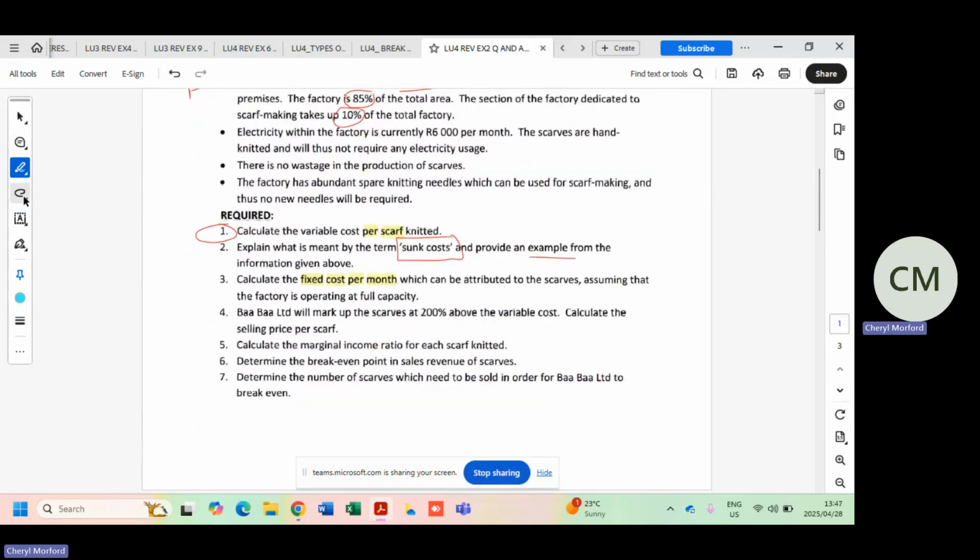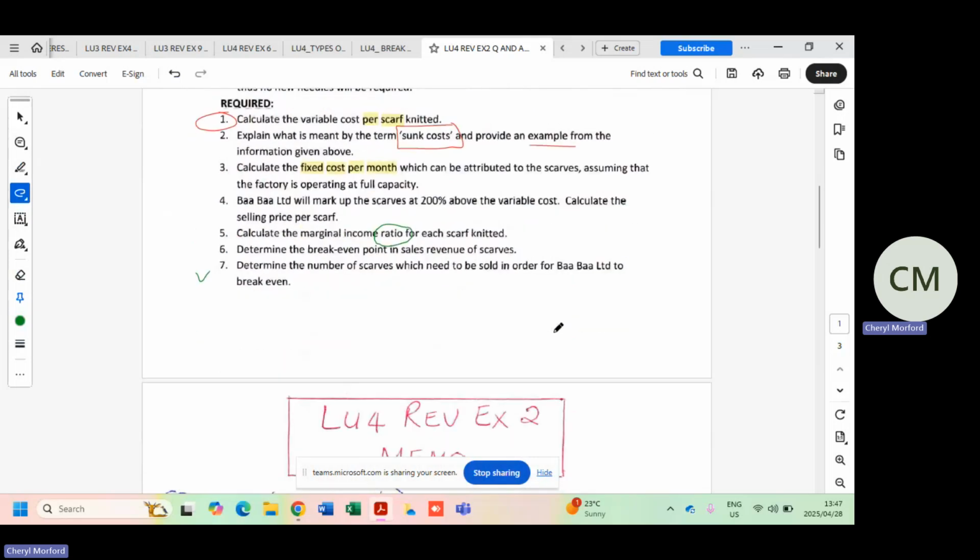Right, so which other questions can we tick off the list here? We've done number 7. Now let's do number 5. Calculate the marginal income, not per unit, but this time the marginal income ratio for each scarf. So the marginal income ratio is the marginal income as a percentage of the selling price.